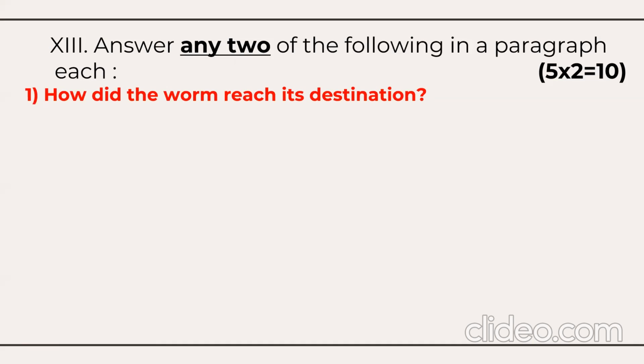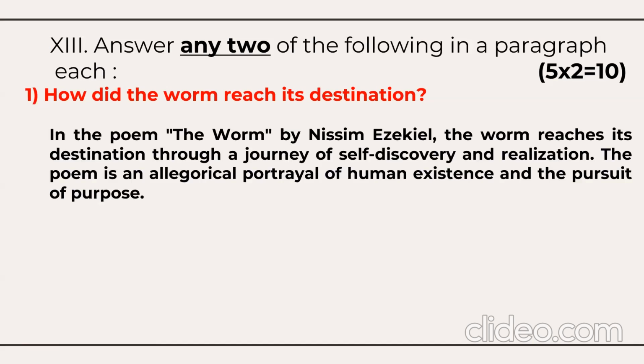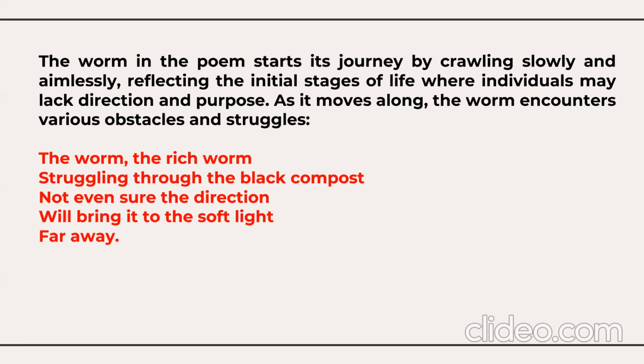correlate your answer. In the poem The Worm by Nissim Ezekiel, the worm reaches its destination through a journey of self-discovery and realization. The poem is an allegorical portrayal of human existence and the pursuit of purpose. The worm in the poem starts its journey by crawling slowly and aimlessly, reflecting the initial stage of life where individuals may lack direction and purpose.